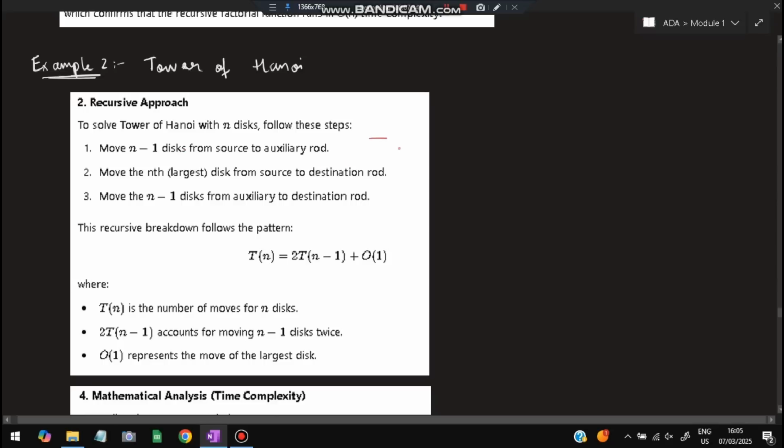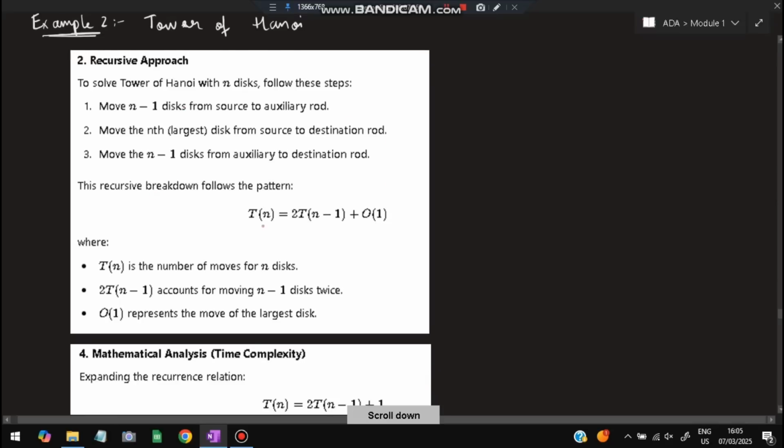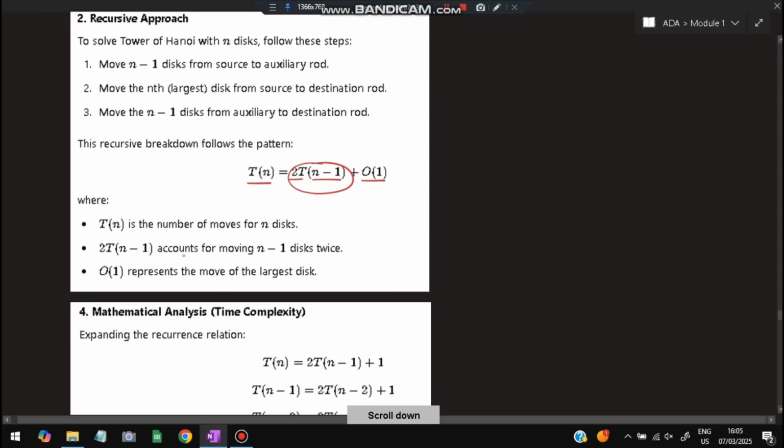So basically this is the steps given here, again go through it. The recursive breakdown is the most important, remember this one. T of n is 2t n minus 1 plus O of n, because 2 times we are moving the disks, okay, because moving for n minus disks twice, we are moving each disk twice, so 2 times t of n minus 1, and O of 1 is the moving of the largest disk, okay.